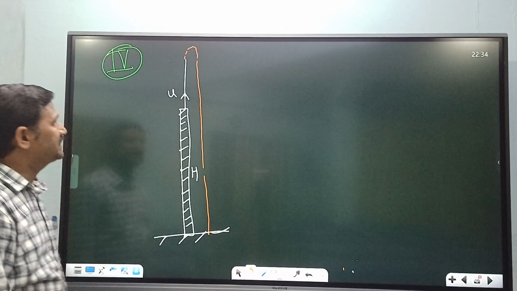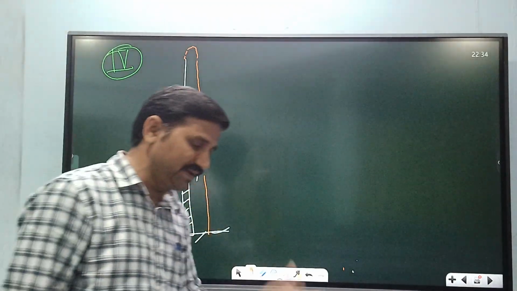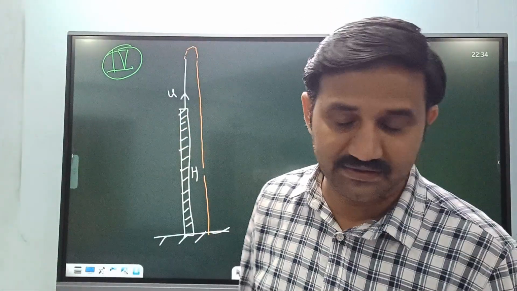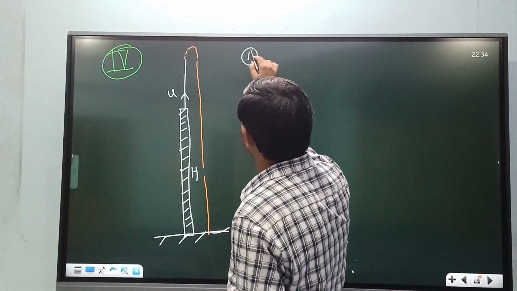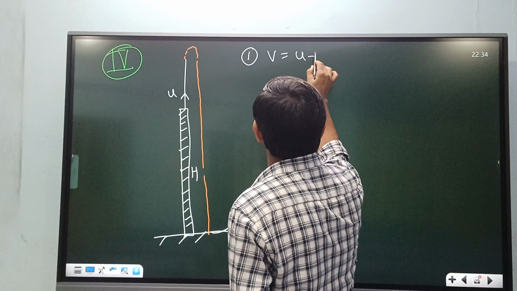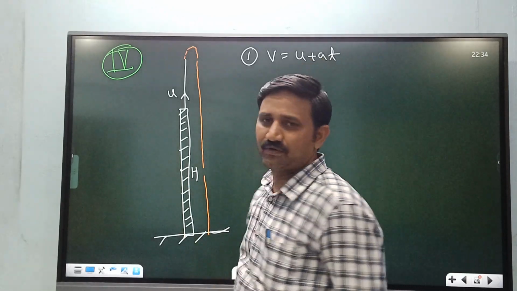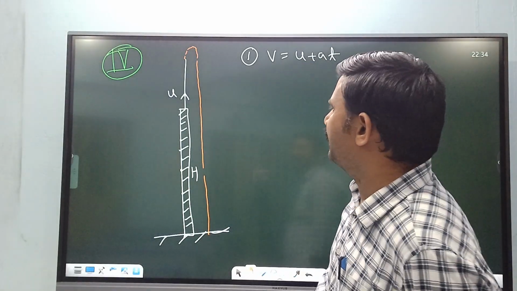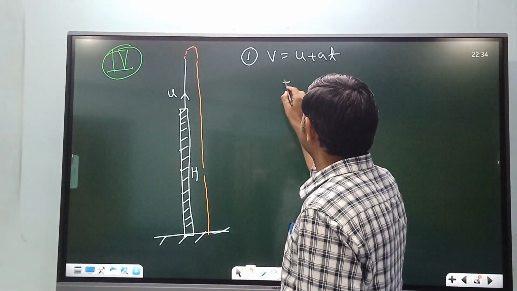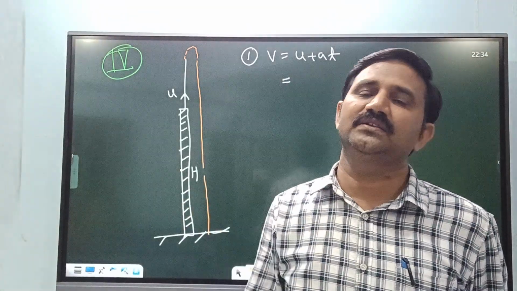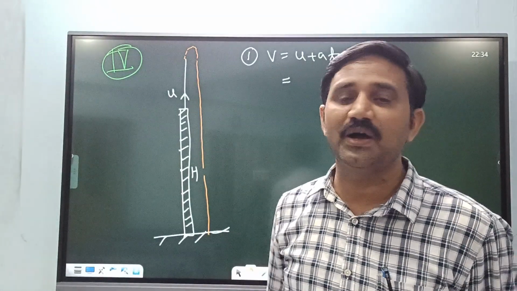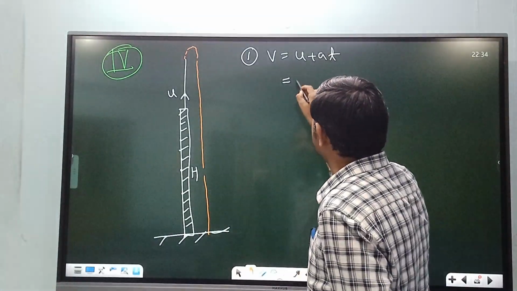In this case also we apply our four equations. What is the first equation? V is equal to u plus at, the velocity of the body after some time t. Here u is the initial velocity. Initial velocity is in the upward direction, so upward direction velocity is positive.